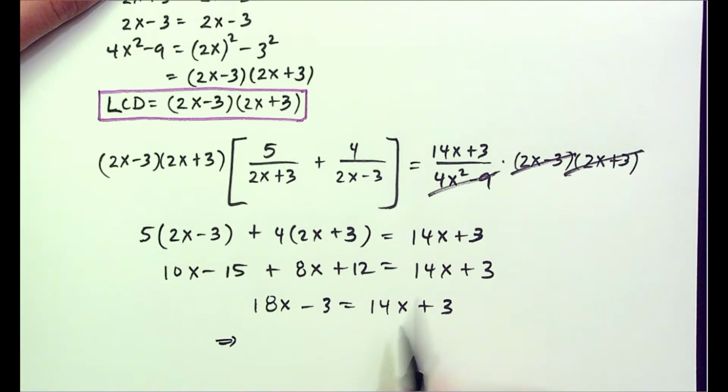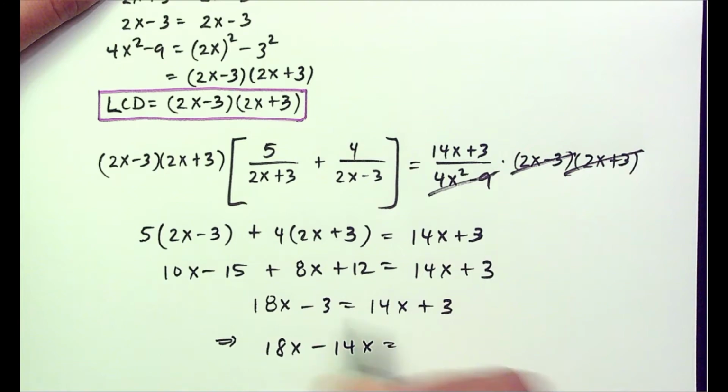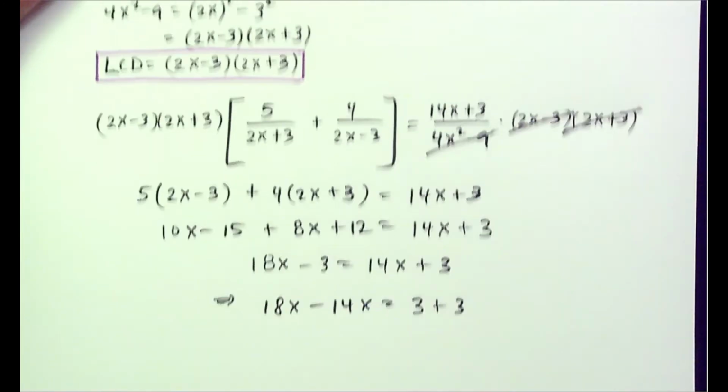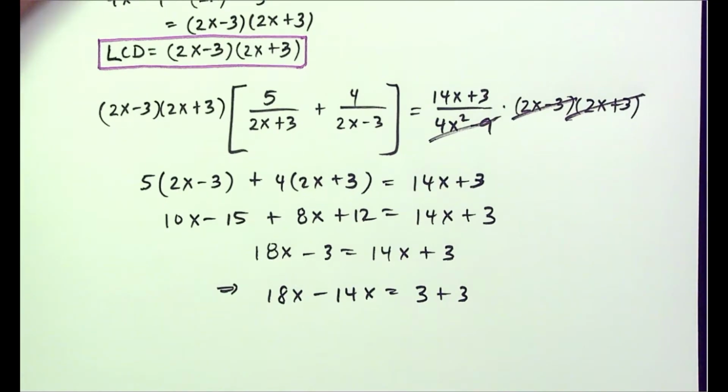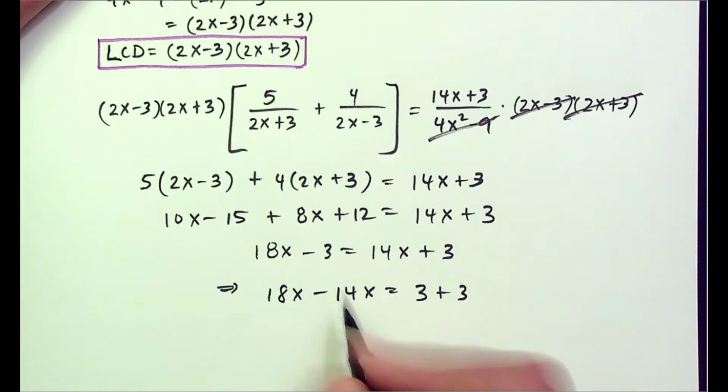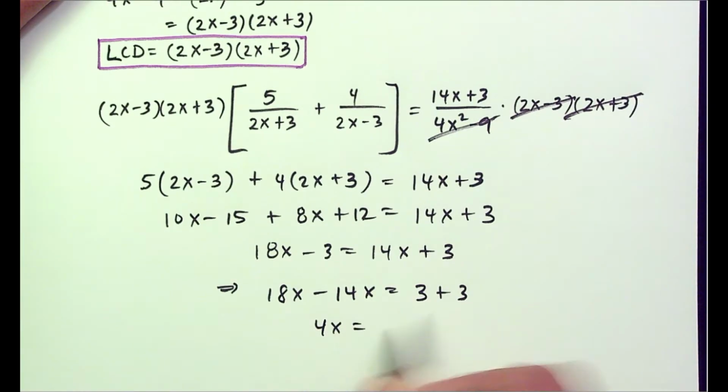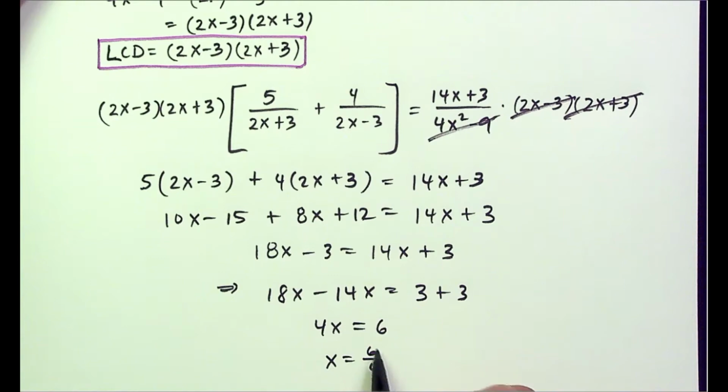Then moving things around, moving all the x's to the left hand side, you would get 18x minus 14x, and then moving the 3 over, you would have 3 plus 3 on the right hand side. And then simplifying, this is 4x equals 6. And then dividing by 4, this means that x equals 6 over 4.